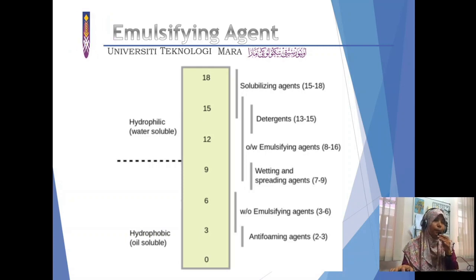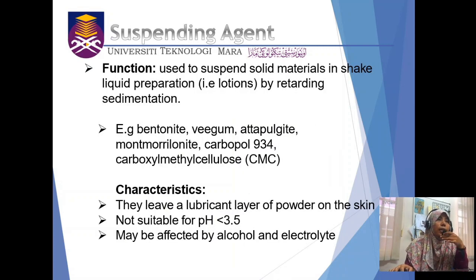The next one, you can also add a suspending agent. The function is to suspend solid materials in a shake liquid preparation by retarding the sedimentation. One example of this is lotion. The suspending agents usually used are bentonite, veegum, attapulgite, montmorillonite, Carbopol 934, and also carboxymethylcellulose.